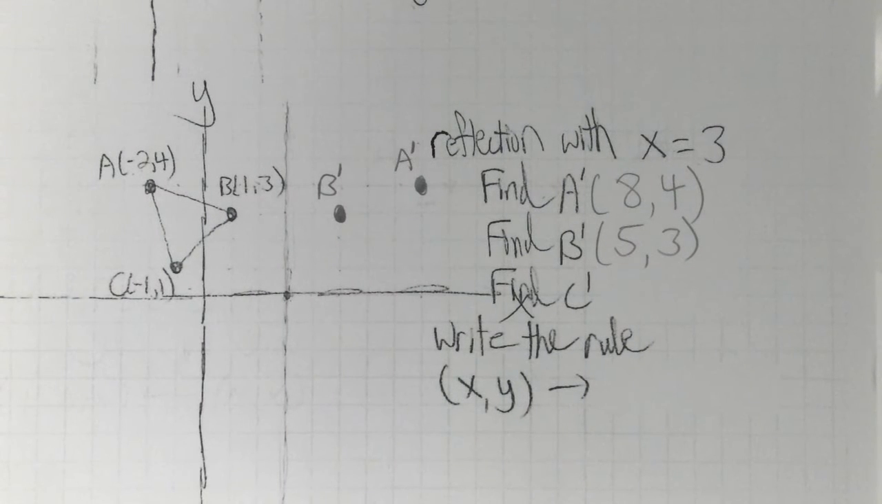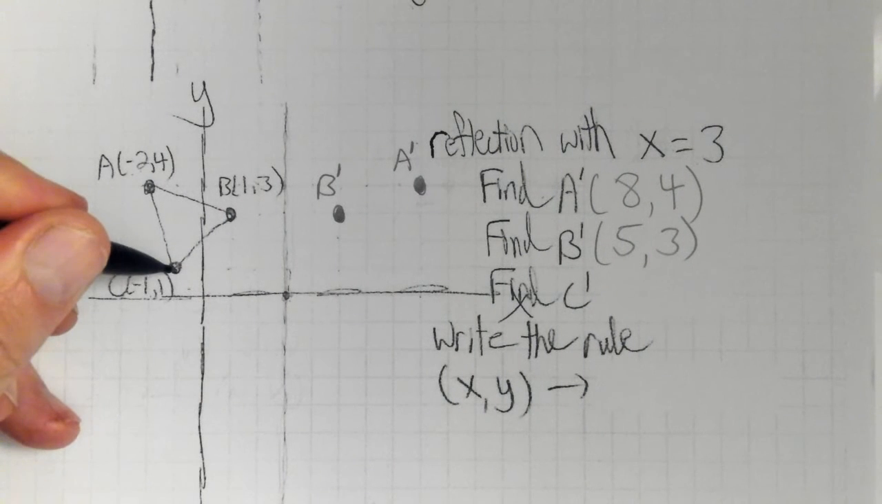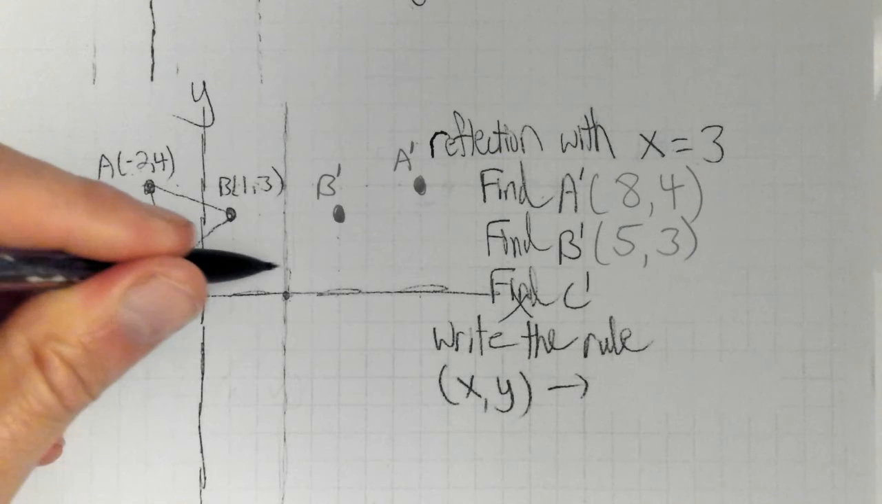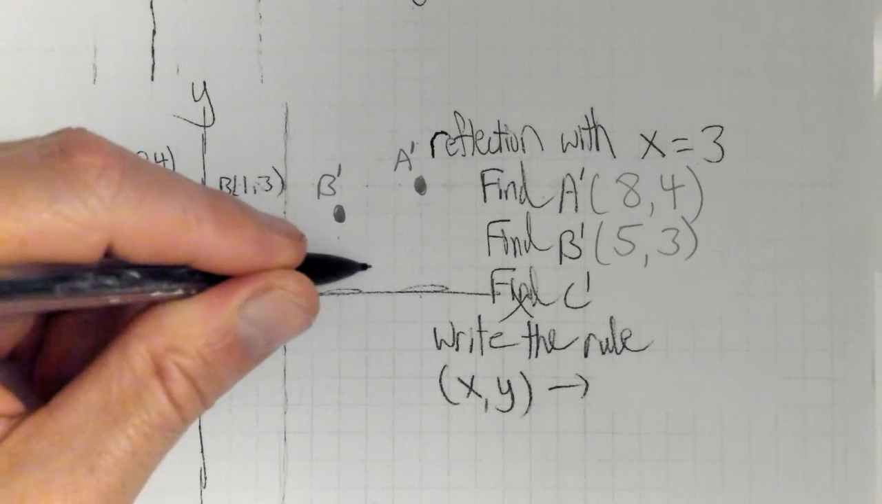And now for the last one, C prime. How far is C away from the line of reflection? 1, 2, 3, and 4. So we go 1, 2, 3, and 4.